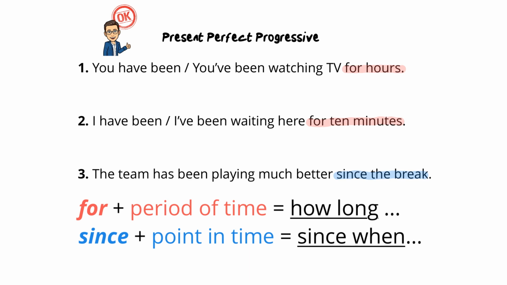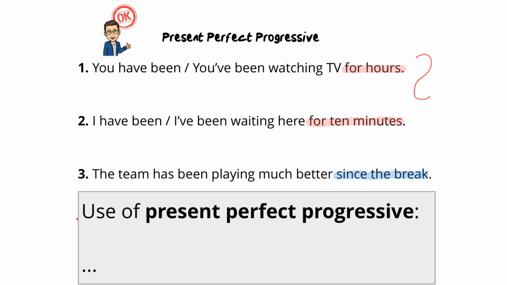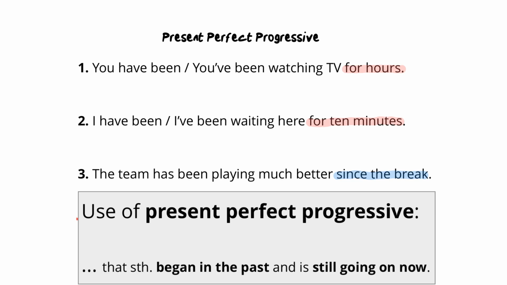Okay. Since you now know when you use the present perfect progressive together with for and since, can you complete the general rule when we use the present perfect progressive in the grey box below? Again, pause the video, take a sheet of paper, and try to come up with a general rule. The solution will appear in a few seconds. 3, 2, 1. We use the present perfect progressive to say that something began in the past and is still going on now.